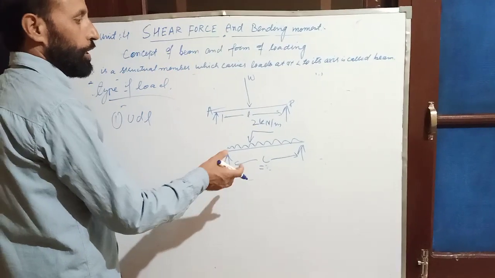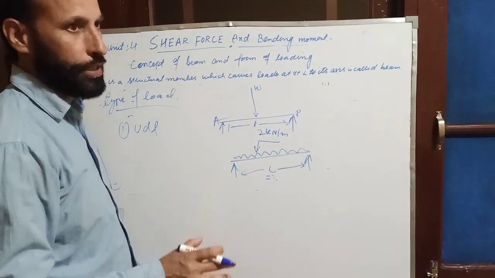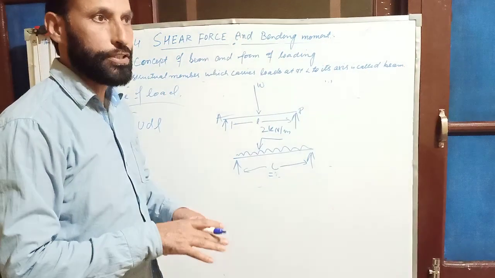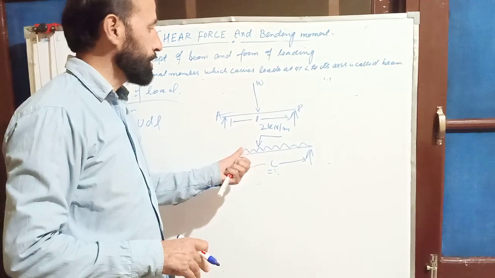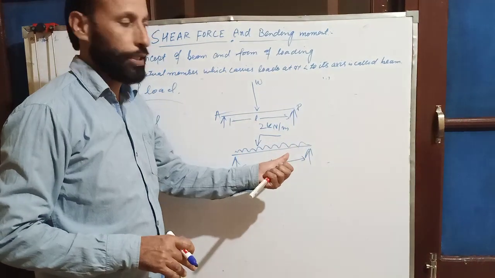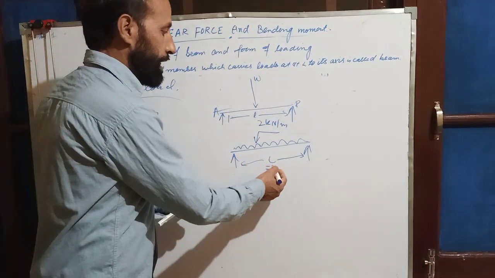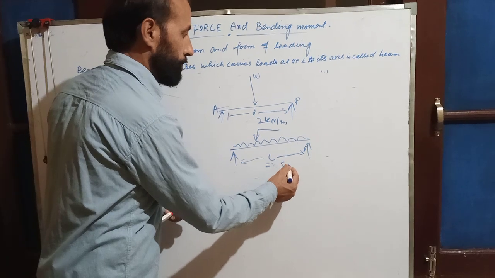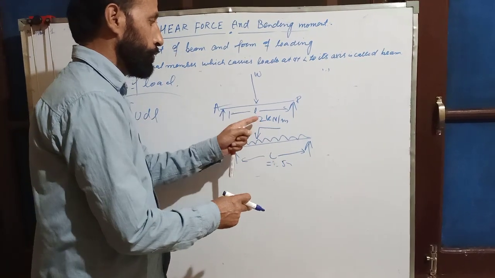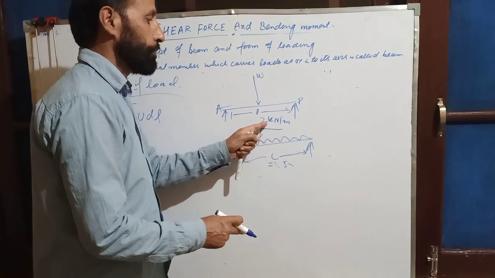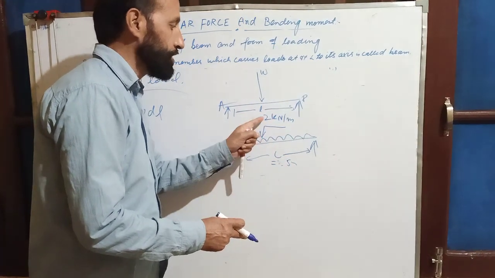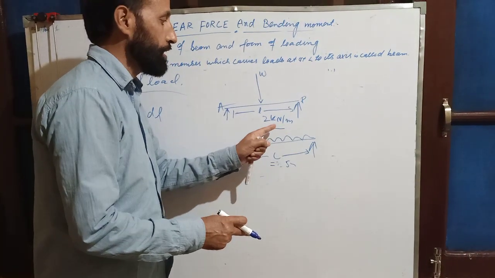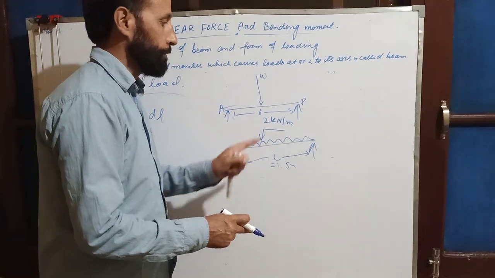Uniformly distributed load means the load which spreads uniformly throughout the length. That load is known as uniformly distributed load. Say if the length is 5 meter, that means 2 kilonewton load is on per meter. 5 meter carries 10 kilonewton load. That means it is 2 kilonewton per meter.